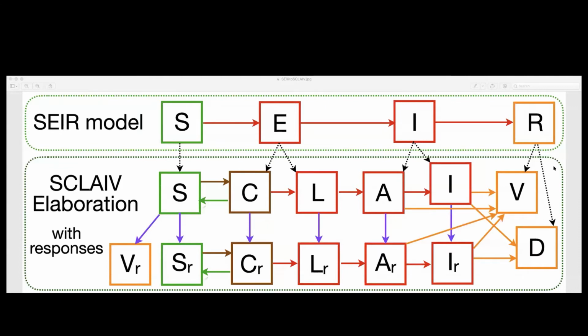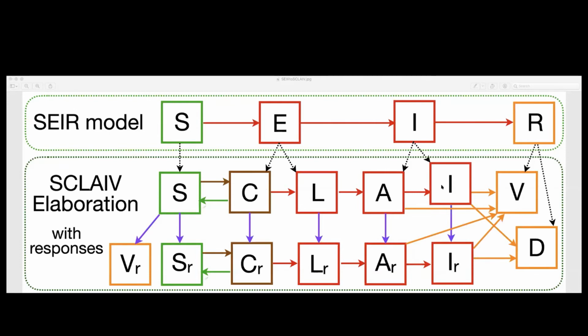Paralleling the SCLAVE sequence is the SCLAVE response sequence, where individuals transfer due to social distancing, behavioral responses, and healthcare measures to a shelter-in-place class SR, while individuals in C, L, and A that have been identified through contact tracing as having made contact with the pathogen are transferred to CR, LR, and AR through implementation of quarantine measures.